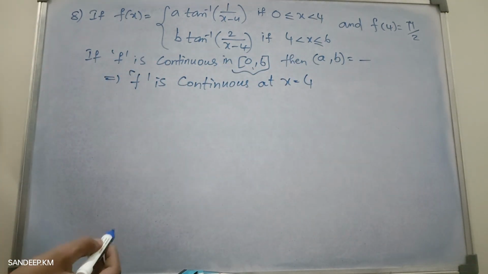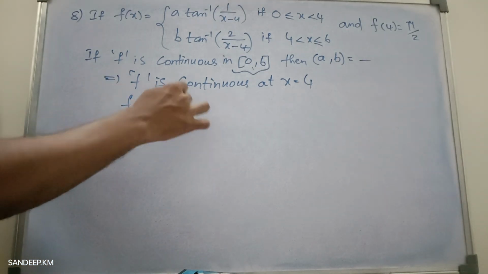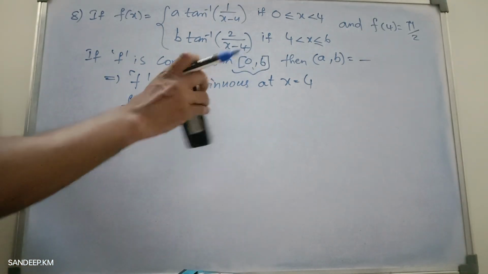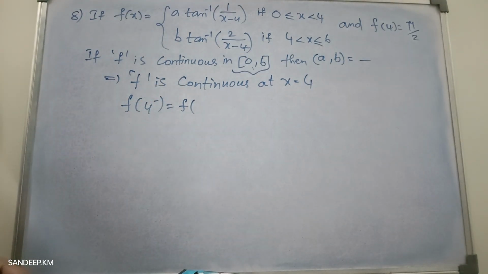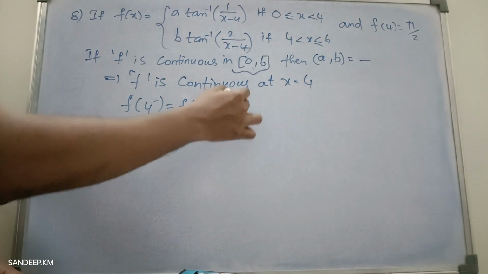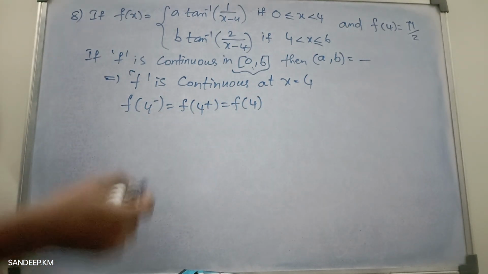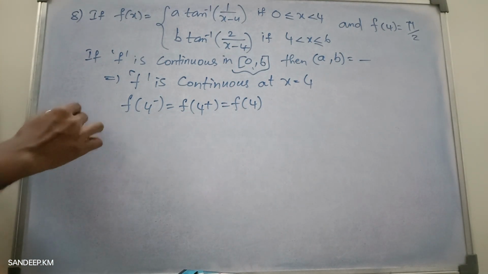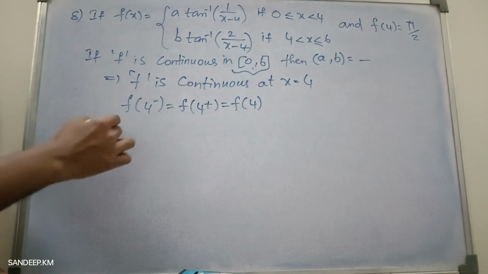Since the function f is continuous at x equal to 4, we can say that f of 4 minus, the left hand limit, is equal to f of 4 plus, and it is equal to the value of the function f of 4. Okay, first the left hand limit, x approaches 4 minus f of x.